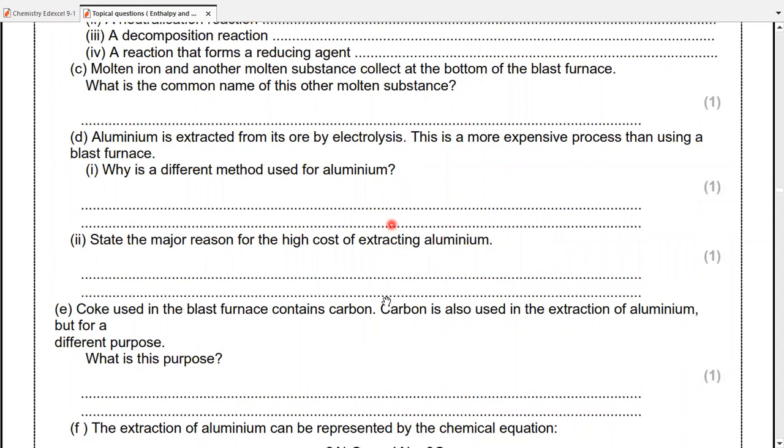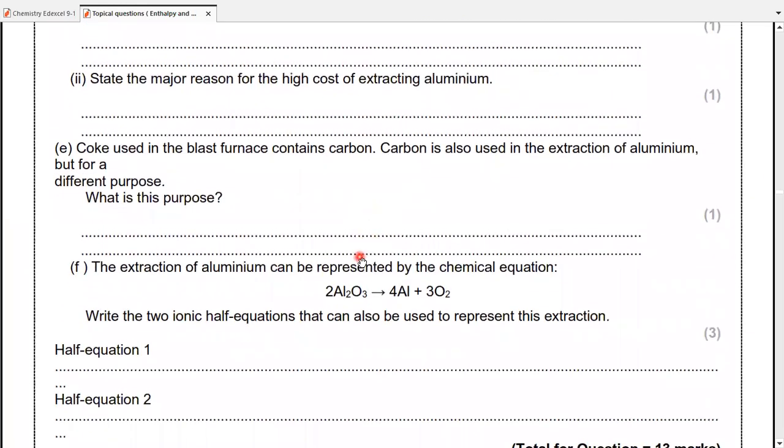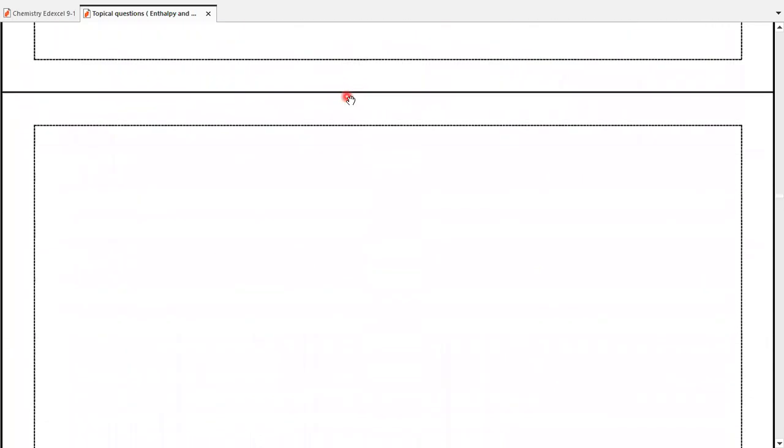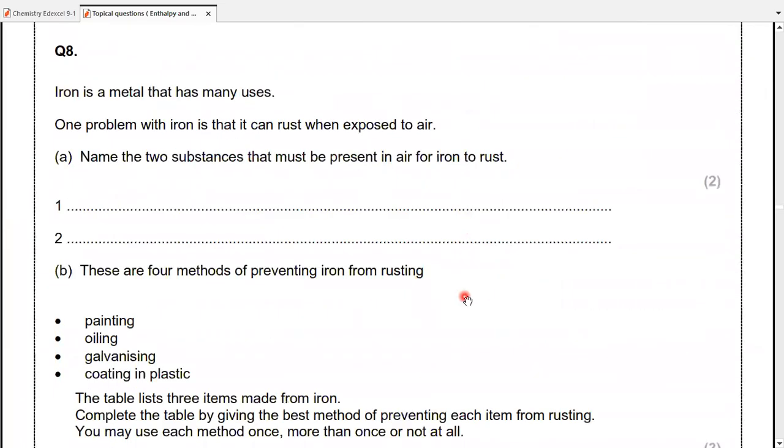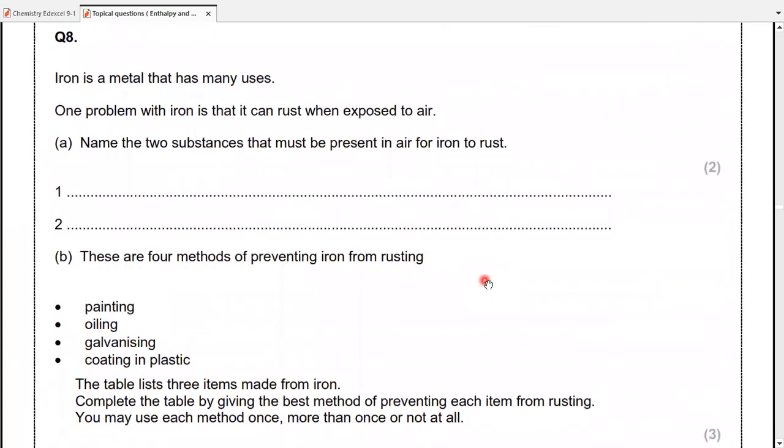The rest is for aluminum. All these questions are from aluminum. Once we do that part, we will be able to solve those questions. When will we do that part? As soon as we're done with the electrolysis chapter, you'd automatically understand the electrolysis of aluminum oxide.